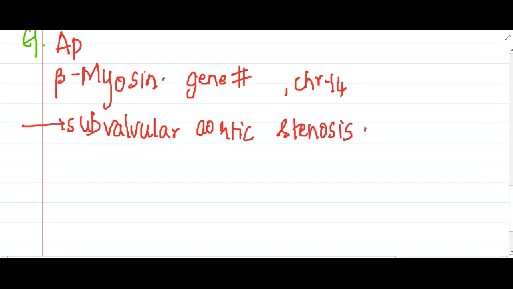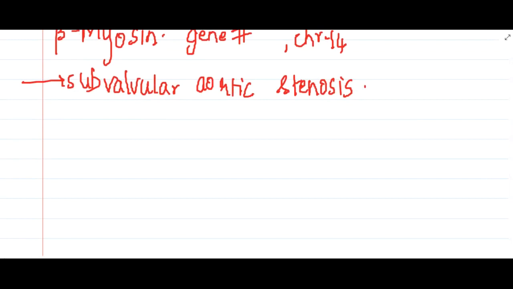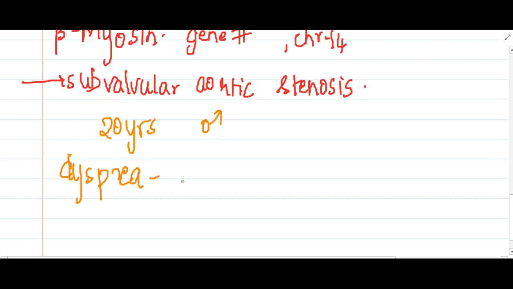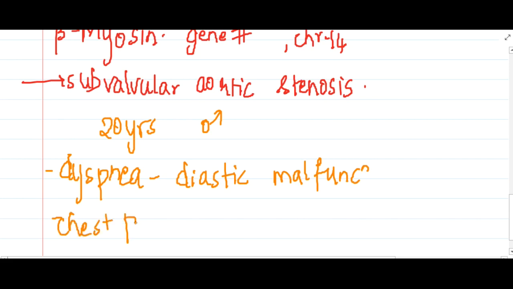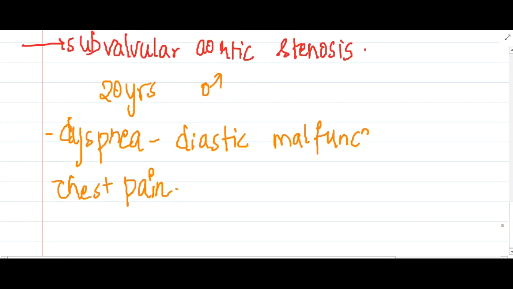Looking at the important points, it is seen in the age group of 20 years, and it is seen in males. This is associated with dyspnea, where diastolic malfunction is seen. Because of diastolic malfunction or pooling of blood in the lungs, there is dyspnea, and the patient also suffers from chest pain because of ischemia, because there is lots of hypertrophy of the muscle fibers.